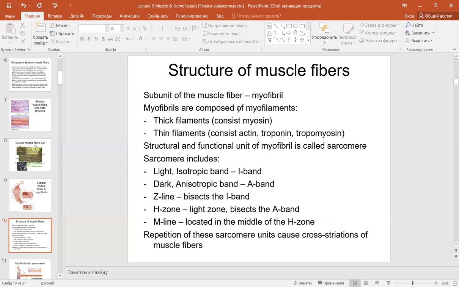Subunits of the muscular fiber are called myofibrils. Myofibrils are composed of myofilaments. Thick filaments consist of myosin. Thin filaments consist of actin, troponin, and tropomyosin. The structural and functional unit of myofibril is called sarcomere. Sarcomere, the repeating sequence: sarcos is meat, and meros is part. Light isotropic band, I band, dark anisotropic band, A band. Z line bisects the I band, H zone, light zone bisecting the A band, and the M line located in the middle of the H zone. Repetition of these sarcomere units causes the cross striations of the muscle fibers.